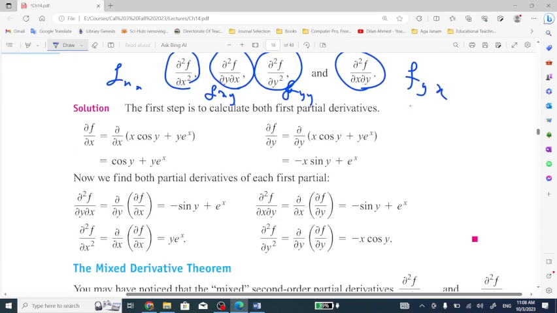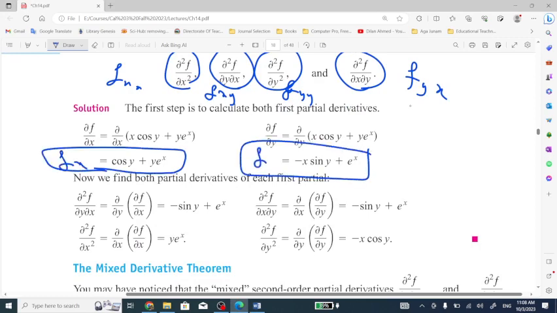So fx, then fy, then fxx, fxy, fyy, fyx. You got it, dears? Any question?